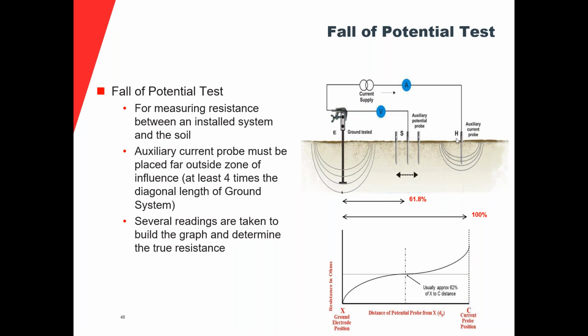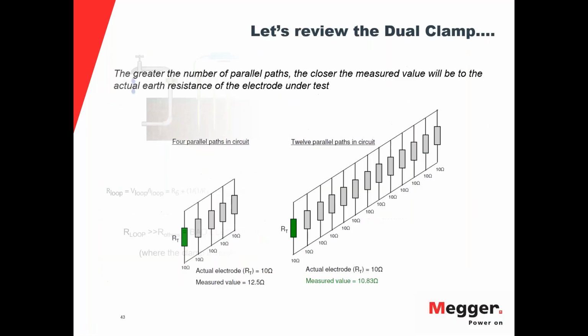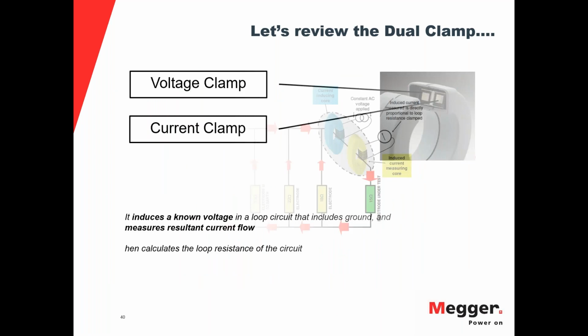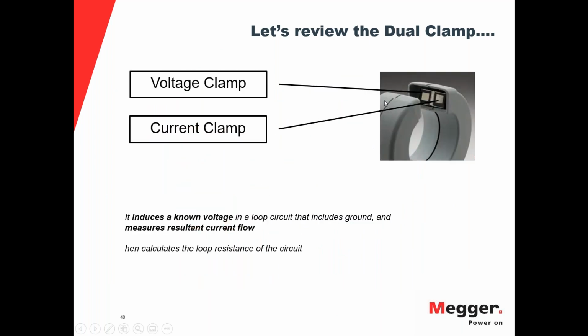And it is the same for the clamp method. Remember, we have dual core for the clamp: this is the current core and the voltage core, so we inject current and then we measure the voltage drop.